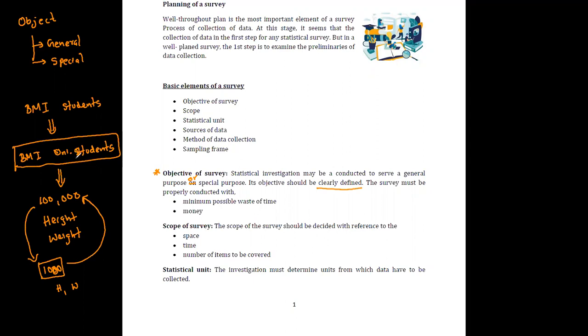Then it will definitely be time consuming, and you must have much more money to conduct a survey in this manner. Therefore, we first have to define the scope of our survey. Instead of 100,000 students, we take a generalized sample of 1,000 students. There are many ways of identifying an appropriate sample based on the number we have.